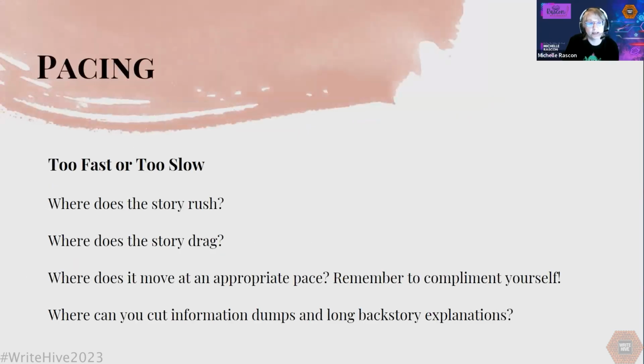The next one we're going to discuss is pacing. It can kind of go hand in hand with plot, but these are the questions you should be asking yourself about the pacing. Is it going too fast or too slow? And then you want to mark down, where does the story rush and where does the story drag? So where it rushes, what you're looking for is, did this happen too fast? Why did this happen so fast? Was it intentional that it happened fast?